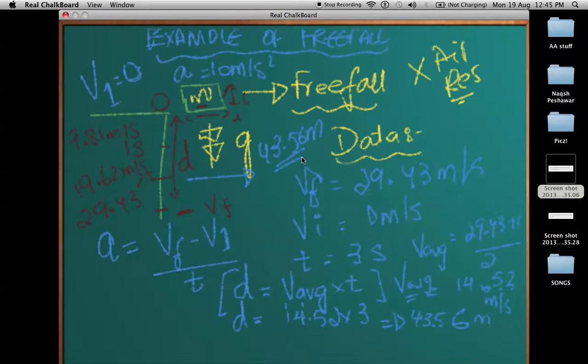Because in cases of free fall, we always know that if they say it's free fall, the acceleration is 9.81 meters per second squared, unless they've told us to consider it as 10 meters per second squared, which they do just for the ease of it, or just making it simple.